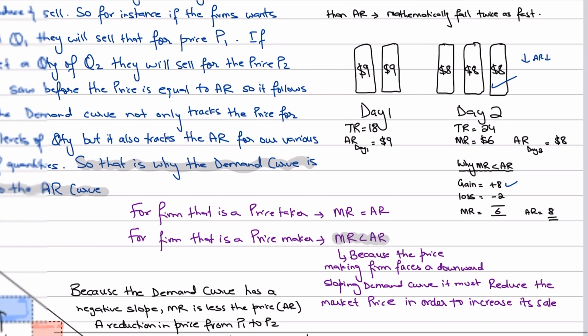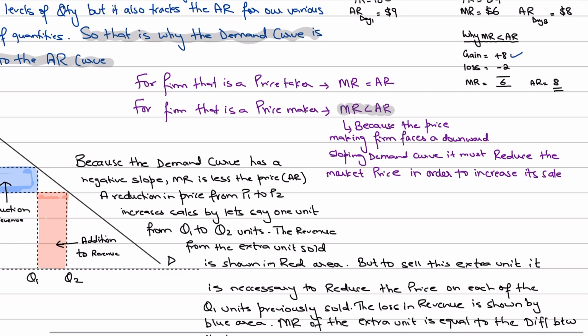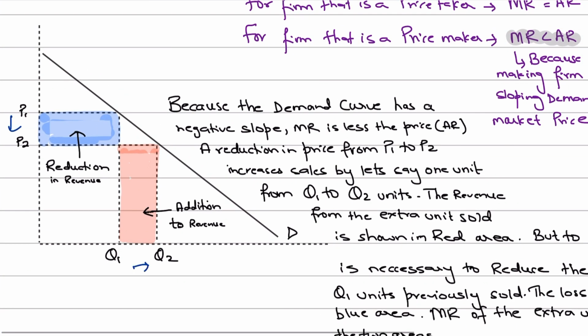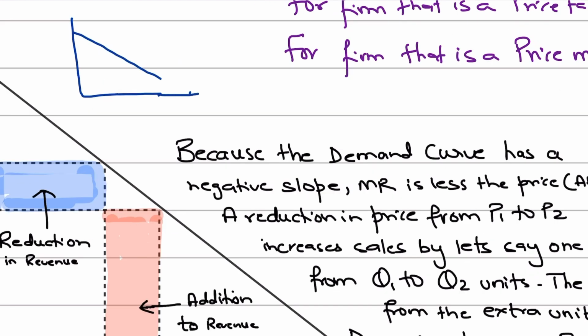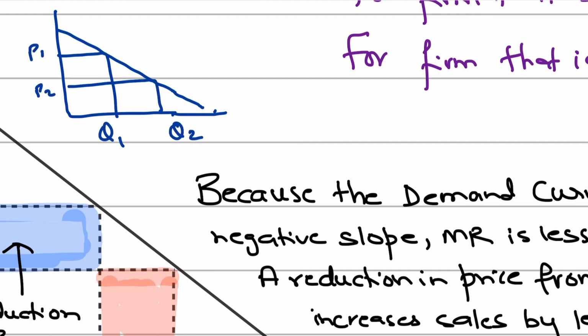Now there is a graphical explanation. You also need to know how to show this in a graph. So in a graph, if the price is going down, the quantity is going up. This blue shaded area is representing the reduction in revenue, while the red shaded area is representing the addition in revenue. And this is pretty simple. Let's say this is your demand curve, don't touch it to the x-axis. If the price goes down from, let's say, P1 to P2, the quantity goes up from Q1 to Q2.